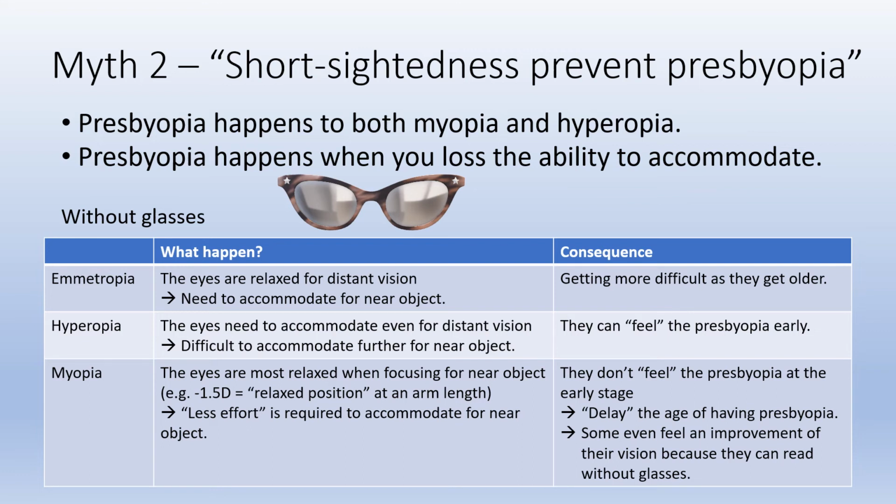Now for myopia, the eyes are in a relaxed status when focusing on near objects. For instance, a person with -1.5 diopters will have to spend the least effort when focusing on an object at approximately an arm's length distance. Therefore, when they need to read, the eyes don't have to work as hard, so they don't feel the presbyopia at the early stage. That's why the presbyopic symptoms are sort of delayed. They might even feel an improvement of vision because they can now read without glasses, and they may even feel worse if they read with glasses because the glasses they have are usually designed for distant vision.